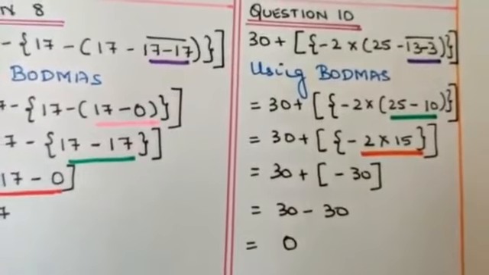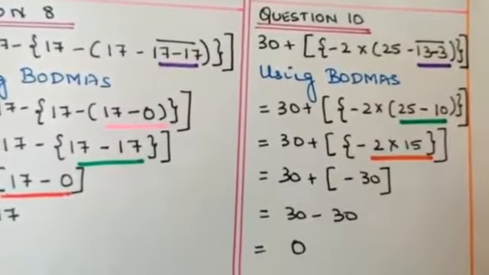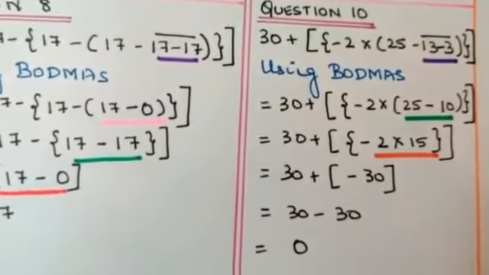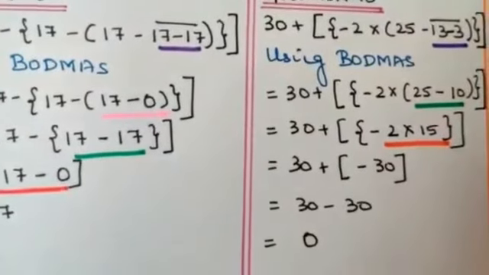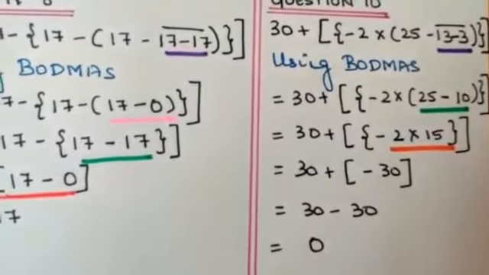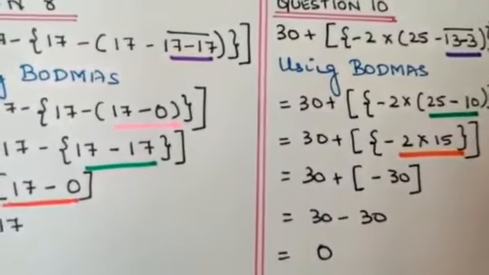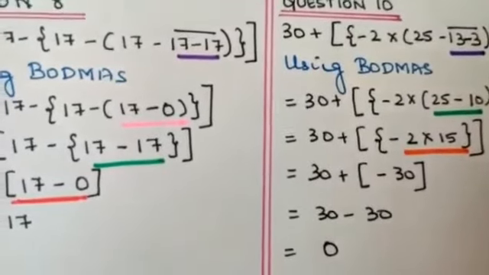Because the vinculum has to be solved first, 13 minus 3 becomes 10. So the expression becomes 30 plus minus 2 into 25 minus 10, and therefore the expression becomes 30 plus minus 2 into 15, because 25 minus 10 is 15. So the expression becomes 30 plus of minus 30, plus into minus becomes minus, therefore 30 minus 30 is 0. So again, please understand the concepts of BODMAS and everything will be very easy and simple.